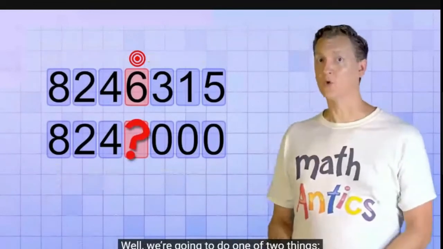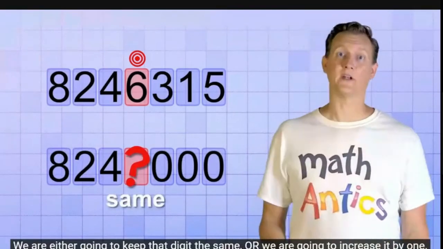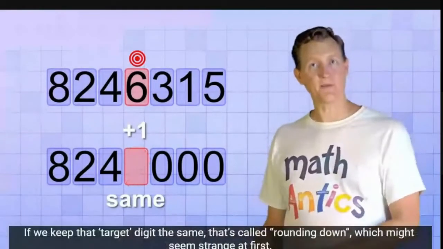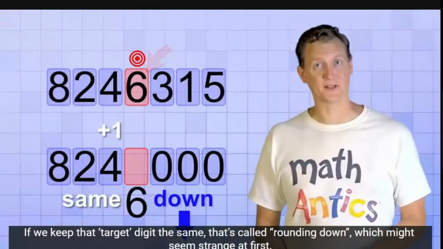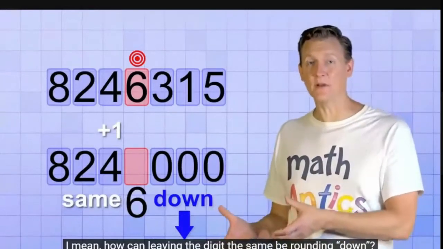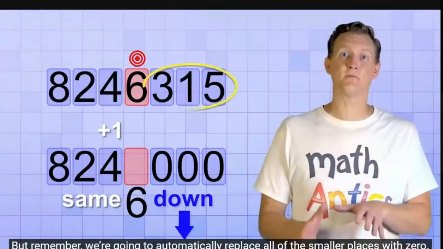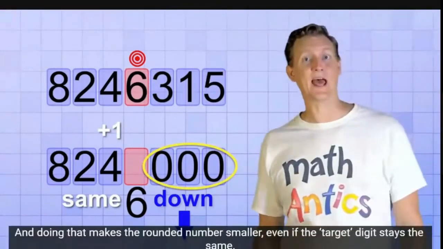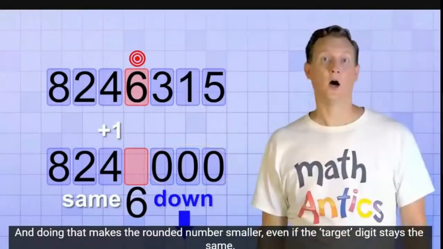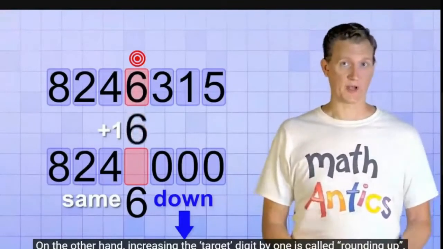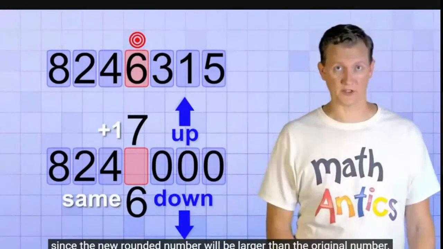Well, we're going to do one of two things. We're either going to keep that digit the same, or we're going to increase it by 1. If we keep that target digit the same, that's called rounding down, which might seem strange at first. I mean, how can leaving the digit the same be rounding down? But remember, we're going to automatically replace all of the smaller places with 0. And doing that makes a rounded number smaller, even if the target digit stays the same. On the other hand, increasing the target digit by 1 is called rounding up, since the new rounded number will be larger than the original number.